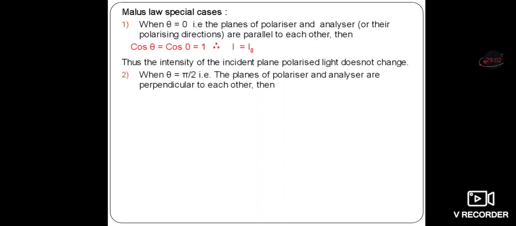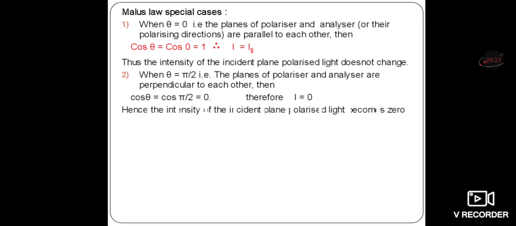In the second case, when theta is equal to 90 degree or pi by 2, the planes of the polarizer and the analyzer are perpendicular to each other. Then cos theta becomes cos 90 or cos pi by 2, which is equal to 0. Therefore I becomes 0, the intensity is 0. So whenever both the polaroids are arranged perpendicular to each other, there will be no intensity.